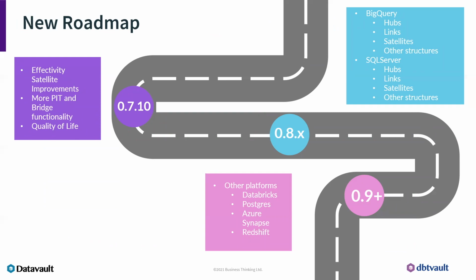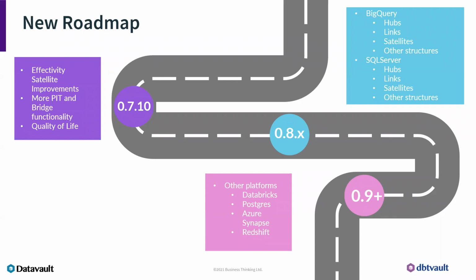For 0.7.10, we've simplified multi-active satellites. Next, we want to simplify how effectivity satellites work. And again, like I said, PITs and Bridges are in as a first release. I'm very happy with them, and the team is also very happy with them. But from community feedback and from our own use, using it for ourselves, clients and our own projects, we want to improve them as much as possible and add more functionality. That's 0.7.10. Or of course, quality of life. Pretty much every update, we always try and include new features, new structures if we can, and quality of life improvements to make everything easier to use, and bug fixes.